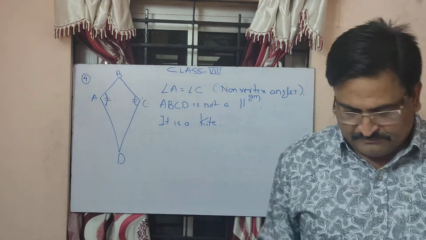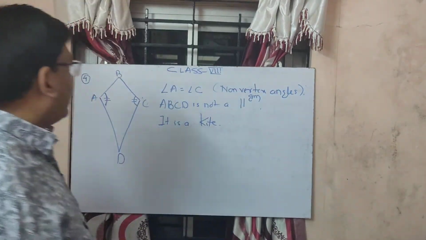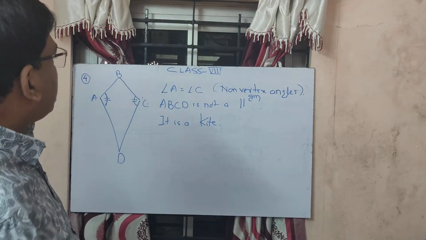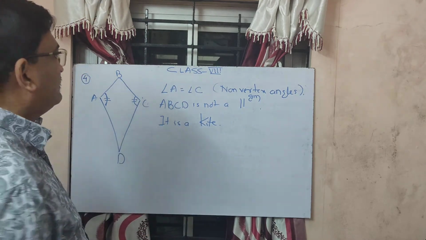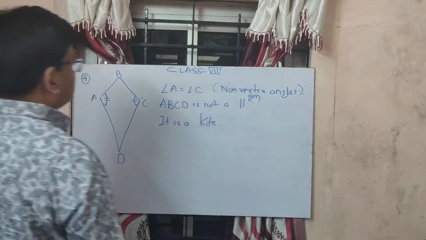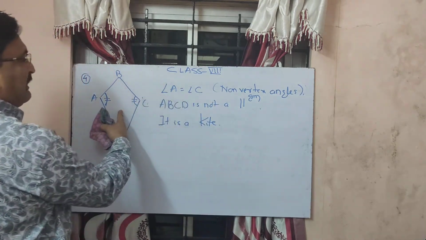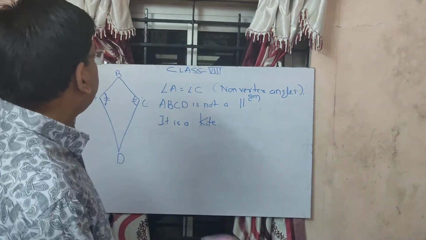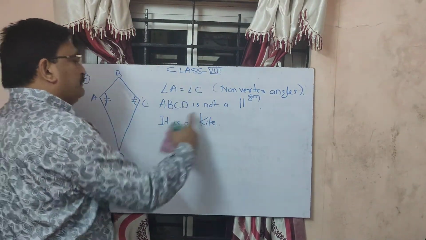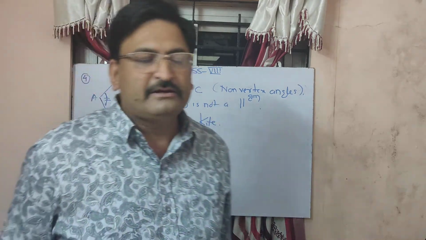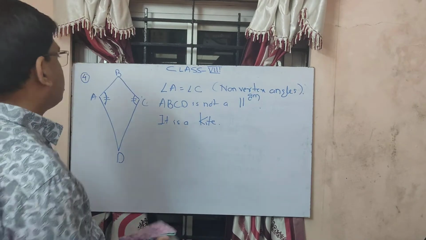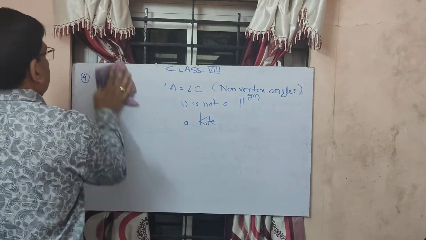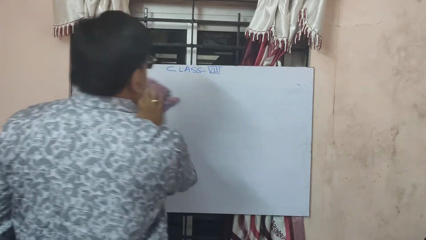Now next question, that is 5th question. I think you understood it. The opposite angles are equal. That is non-vertex angles. So, ABCD is not a parallelogram. So what are the properties of a parallelogram? Opposite sides are equal and parallel. Opposite angles are equal. So here only one pair of opposite angles are equal. Therefore, it should be a kite. Okay, the next question now, that is 5th question.